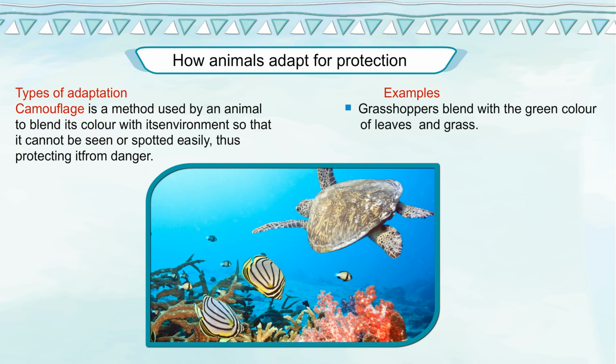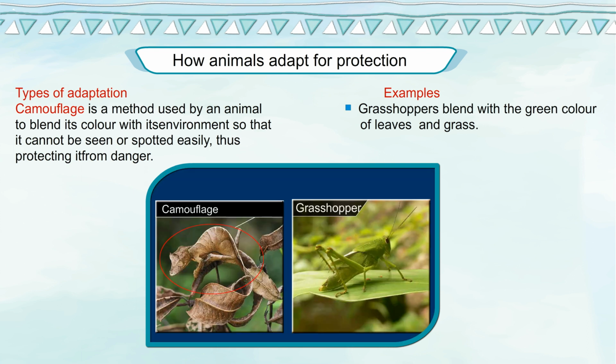Types of adaptation. Examples. Camouflage is a method used by an animal to blend its color with its environment so that it cannot be seen or spotted easily, thus protecting it from danger. Grasshoppers blend with the green color of leaves.